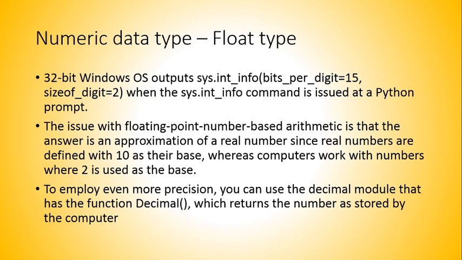So the issue with floating point number based arithmetic is that the answer is an approximation of a real number, since real numbers are defined with 10 as their base, whereas a computer works with 2 as a base. So there is always a trade-off between these number systems. You are quite aware of converting a number system of base 2 to decimal.